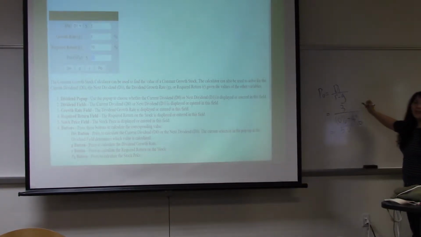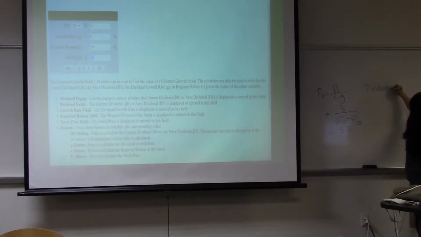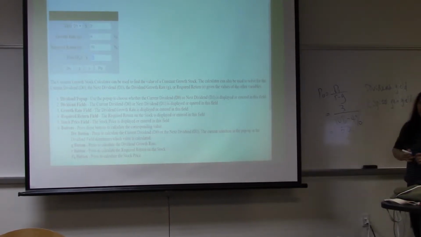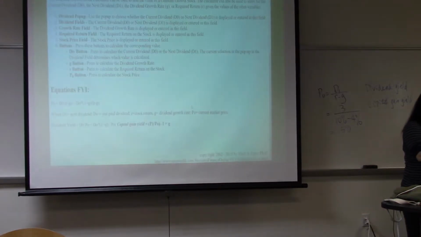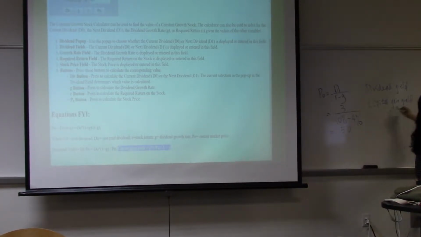Now I'm asking you, how much is the dividend yield? And how much is the capital gain yield? Dividend yield equation is here. Capital gain yield is how much? 4%, right? Because it just equals G. Capital gain yield means the stock price increases every year at a rate of G.